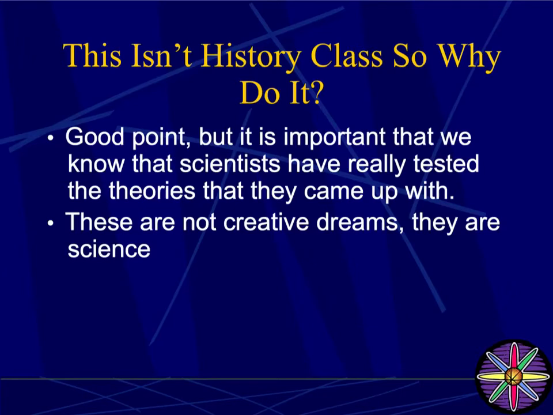Okay, so this is in history class. Why do we have to even know this? Because basically, to know that scientists have really tested theories, you shouldn't just trust everything that everyone says to you, and that they're not just creative dreams, that we actually can prove that there are little things called atoms, and even now, that there are littler things called subatomic particles.